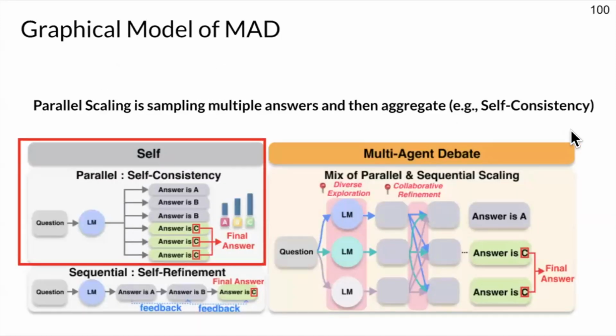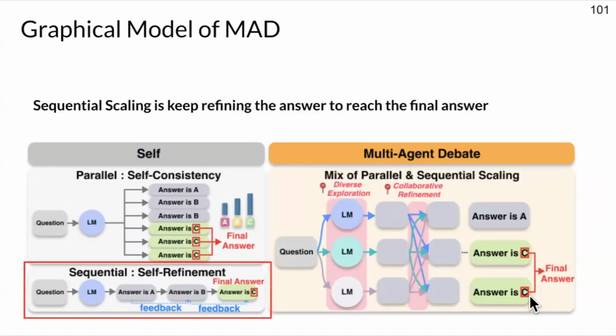And also, if we have a graphical model of multi-agent debate, then the so-called parallel scaling is more like multiple agents do things at the same time and then aggregate. Some of the time it can also be majority voting. If there are two C, one A, then we go with C, and so on. If it is about sequential scaling, it's more about an LM going through different steps and then running feedback, self-reflection, and so on before arriving at the final answer.